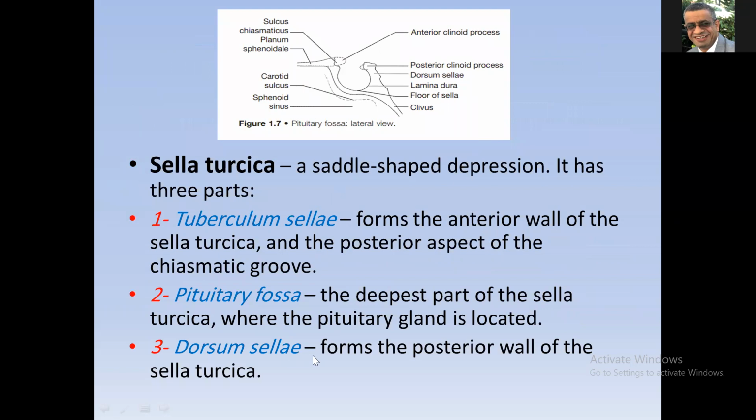And the dorsum sellae forms the posterior wall of the sella turcica. This is the dorsum sellae. And this is the anterior clinoid process, which is part of the lesser wing of sphenoid. And this is the posterior clinoid process, which is part of the dorsum sellae.